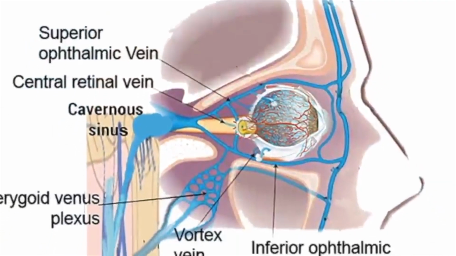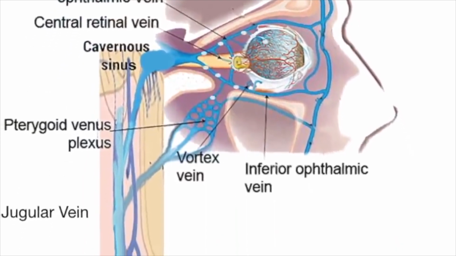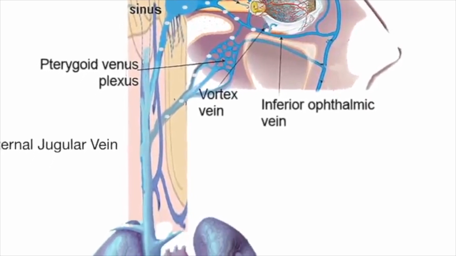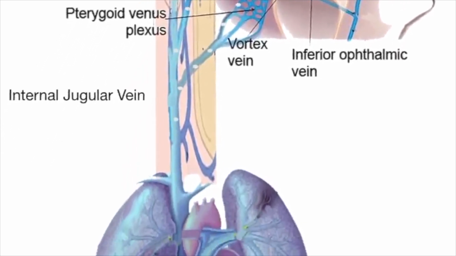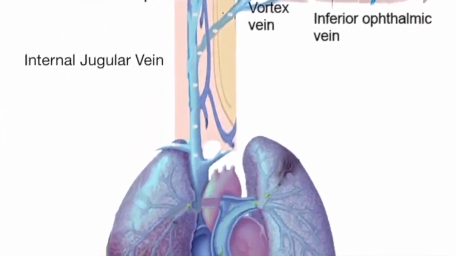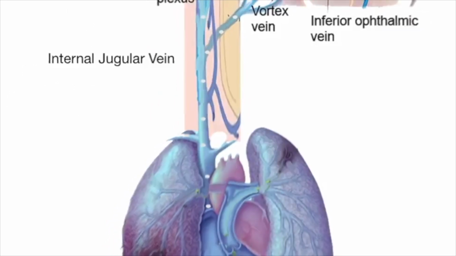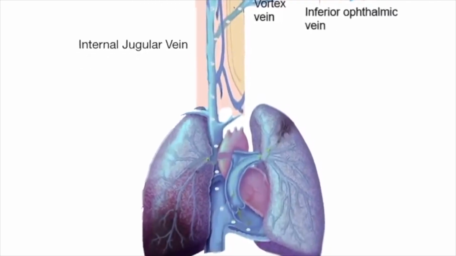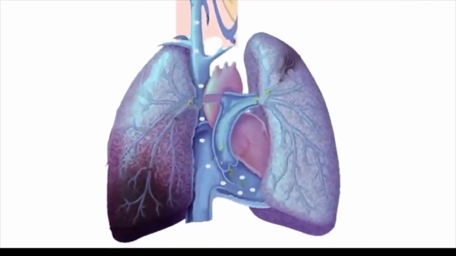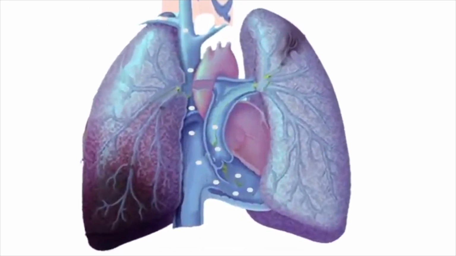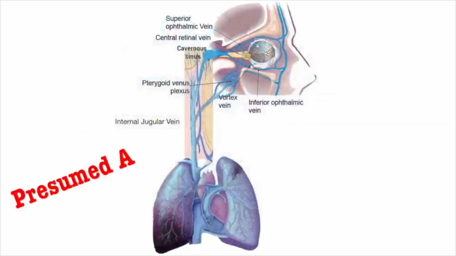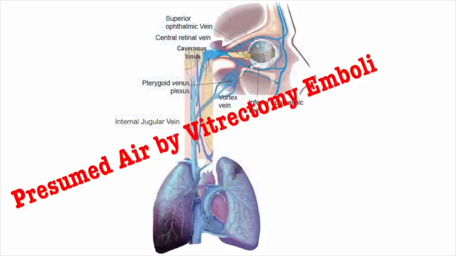Unfortunately, air may go inside the vortex vein, passing via ophthalmic veins to the cavernous sinus, or via the pterygoid plexus to the internal jugular vein, to the superior vena cava, to the right atrium, and finally via the pulmonary artery can cause pulmonary embolism. So this is a possible life-threatening venous air embolism occurring concurrently with ocular air-fluid exchange during vitrectomy. One should remember this deadly condition, presumed AIRBY: air in retinal surgery, vitrectomy embolisation.